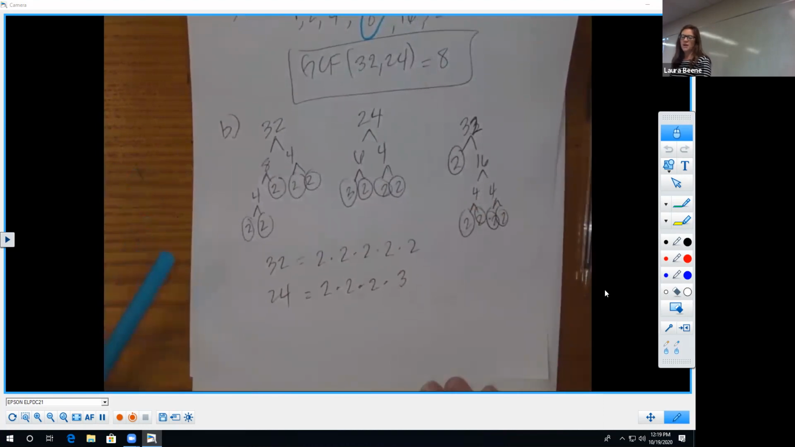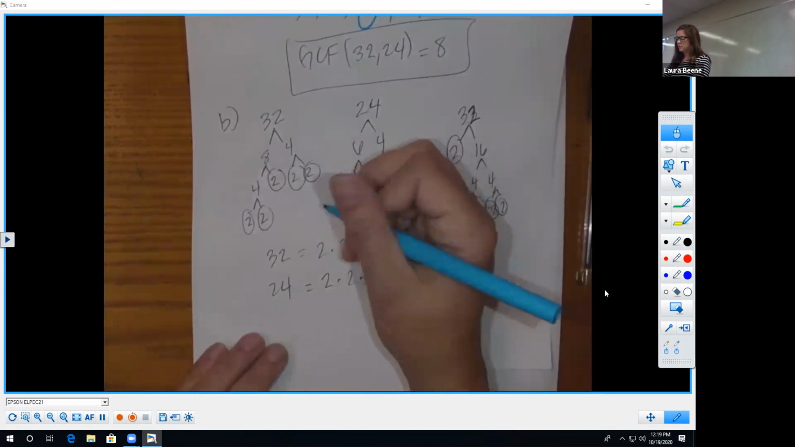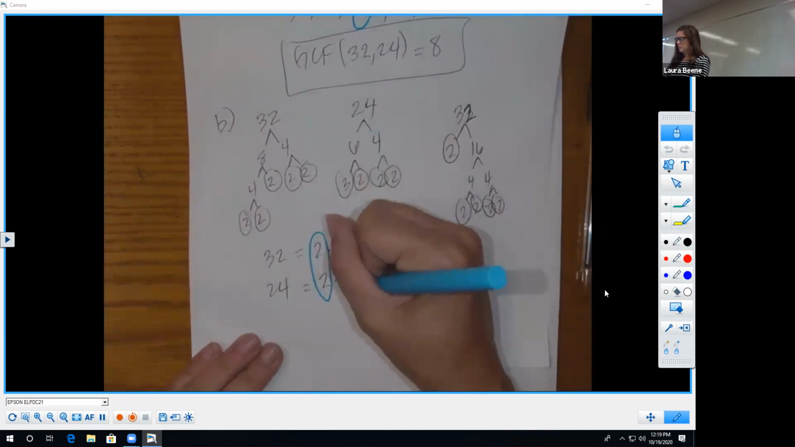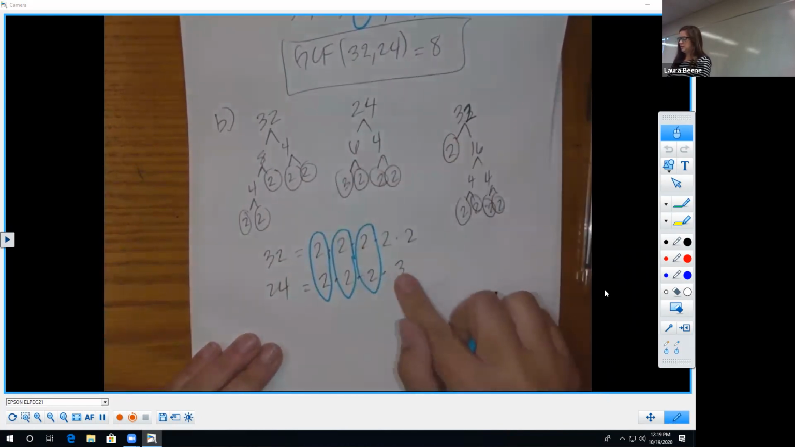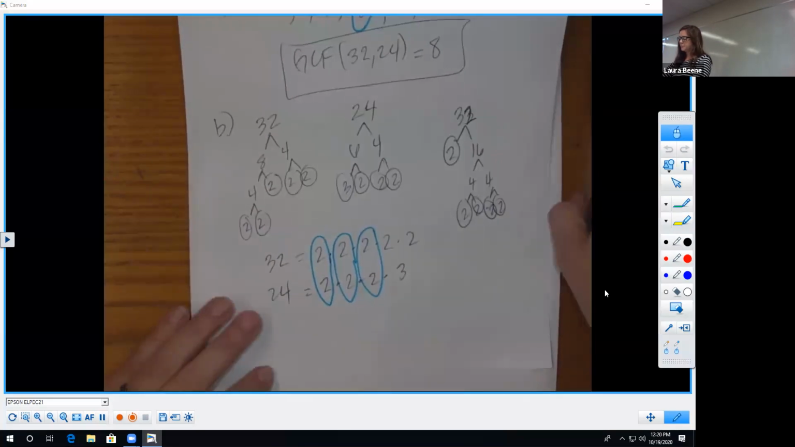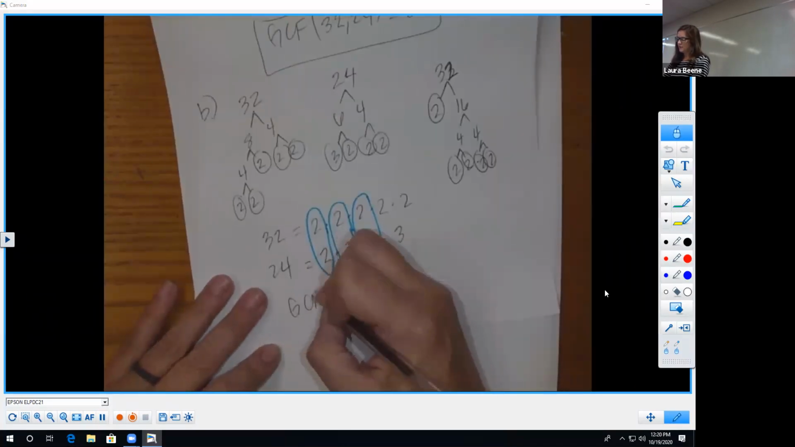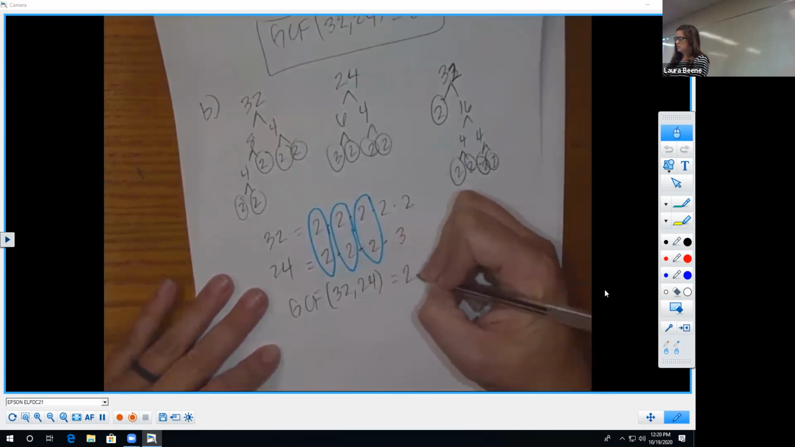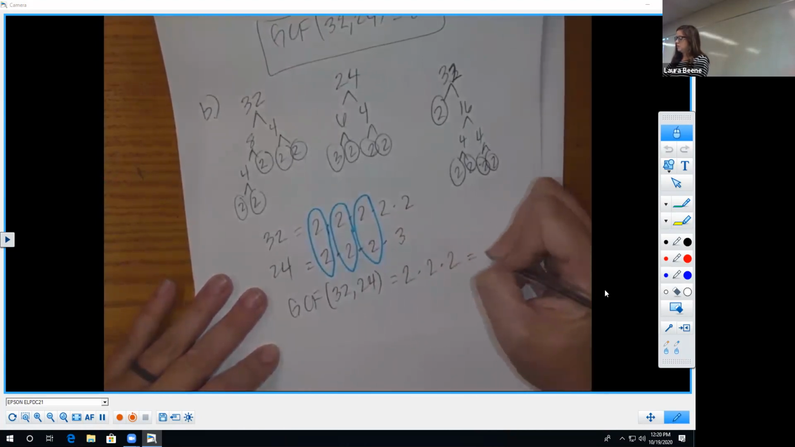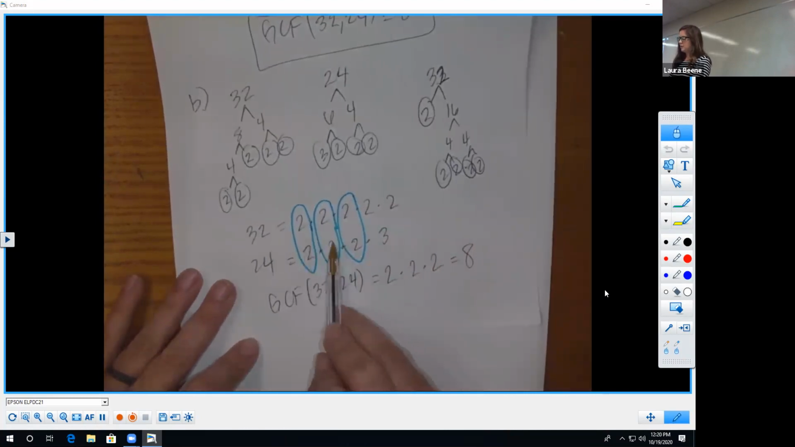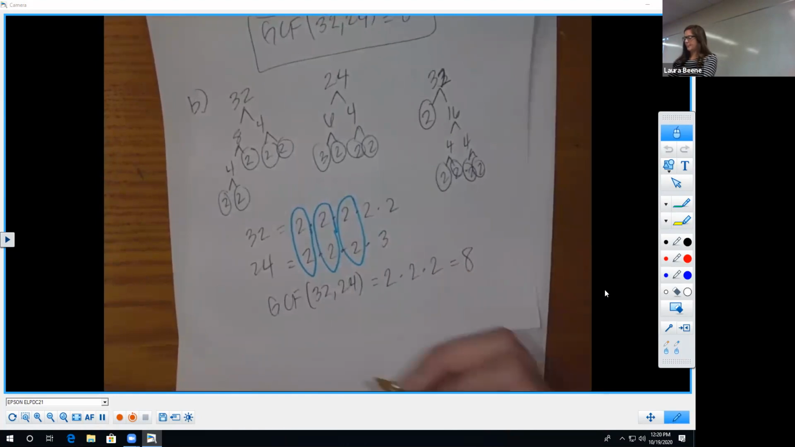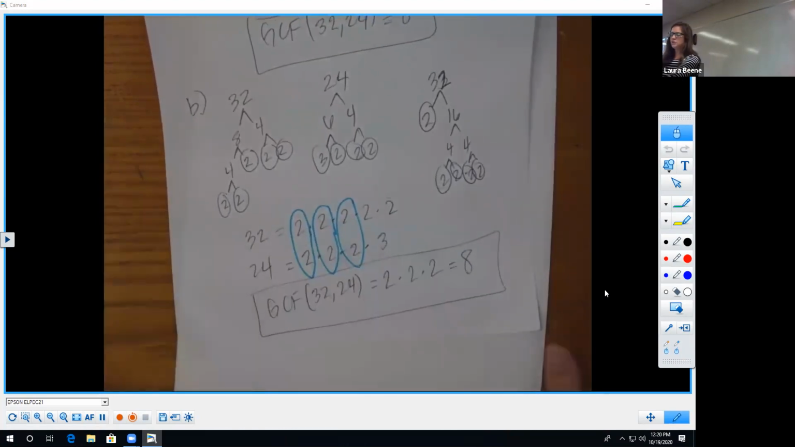Your greatest common factor is all the prime factors they have in common multiplied together. So they both have a 2, they both have a 2, they both have a 2, and that's all they have in common. So your greatest common factor of 32 and 24 is 2 times 2 times 2, which is 8. You pick one from each group at a time and multiply them together to get 8. So same answer both ways, just two different ways to do it.